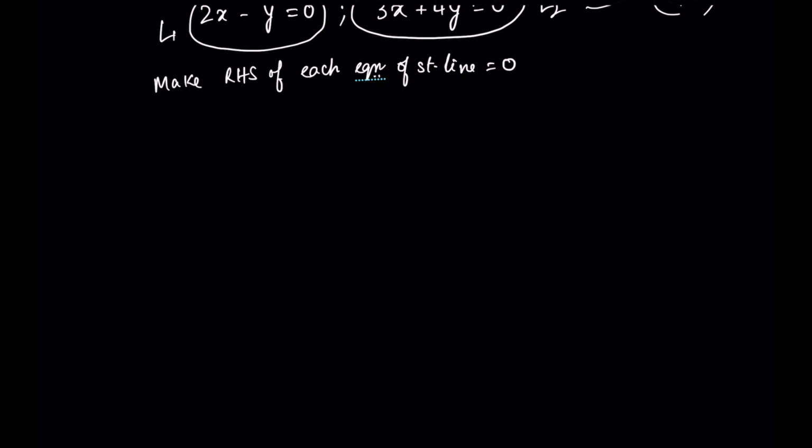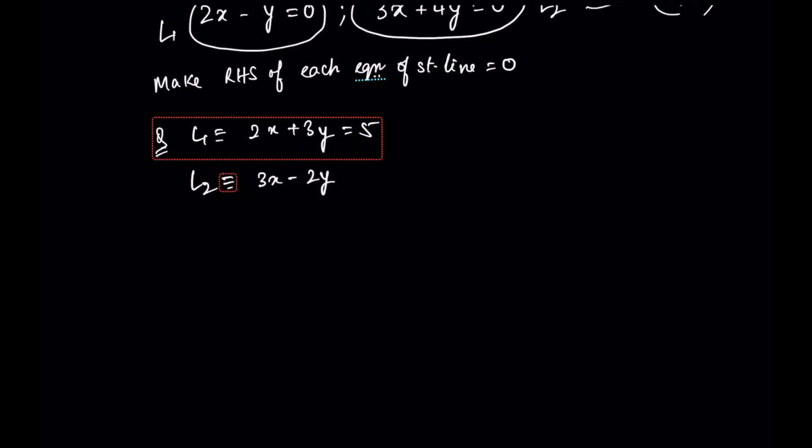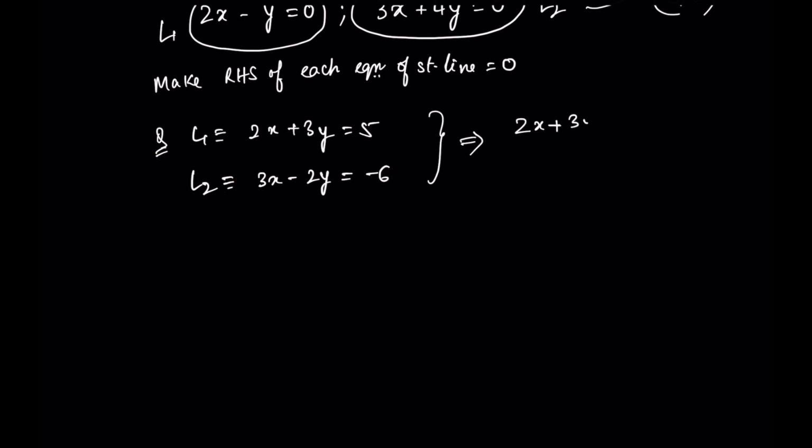Correct? What I mean by this is, say for example, you have been given 2x plus 3y equals 5. This is line 1, and line 2, students, is given as 3x minus 2y equals minus 6. These are the two lines given. They are saying find the combined equation. So you will first write 2x plus 3y minus 5 equals 0, making the RHS 0. And for this, you will do 3x minus 2y plus 6 equals 0.